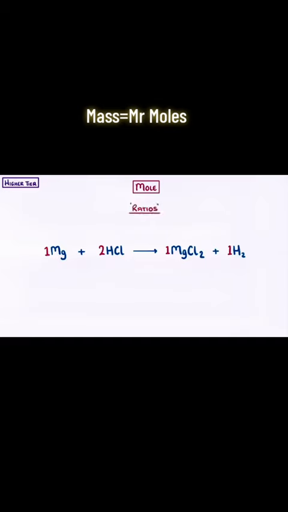And you should think of these as ratios. So if we started with 2 moles of magnesium, we'd have to react it with 4 moles of hydrochloric acid, and it would produce 2 moles of magnesium chloride and hydrogen gas.